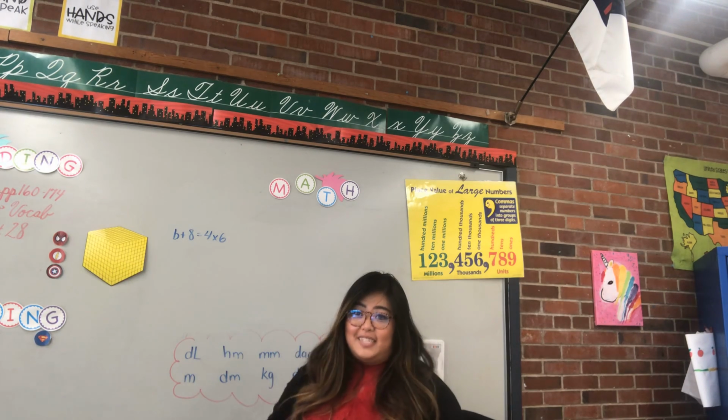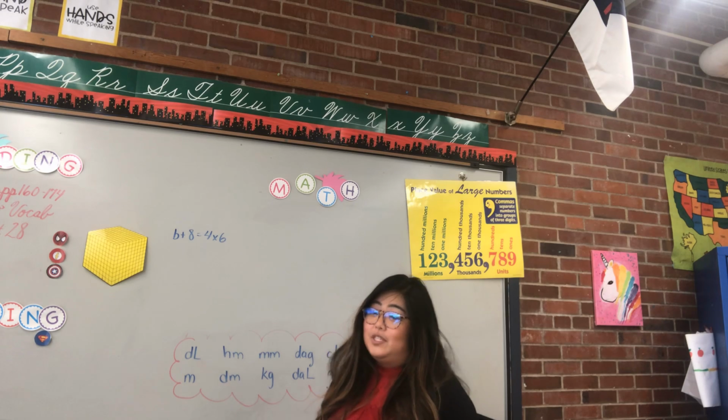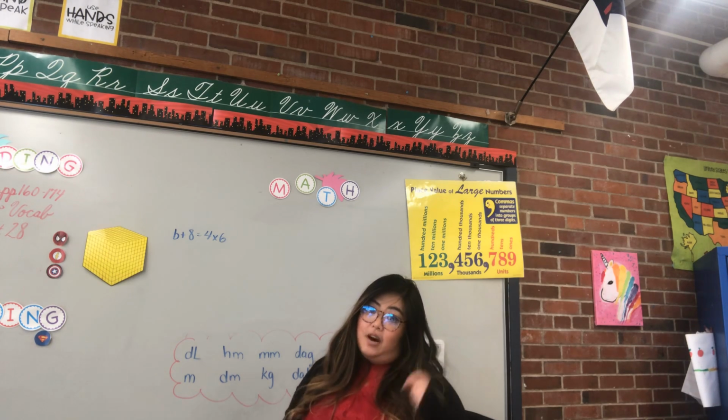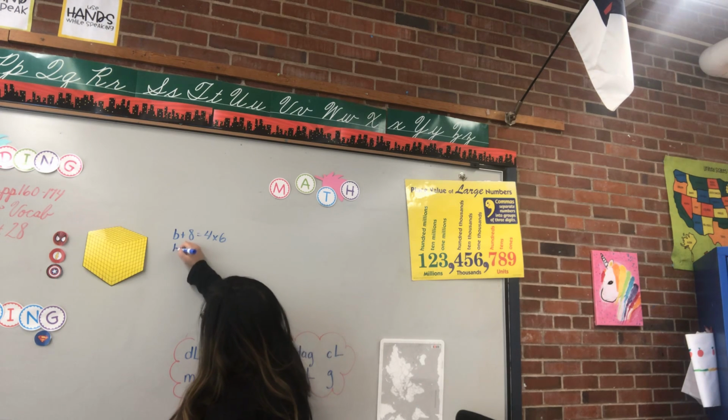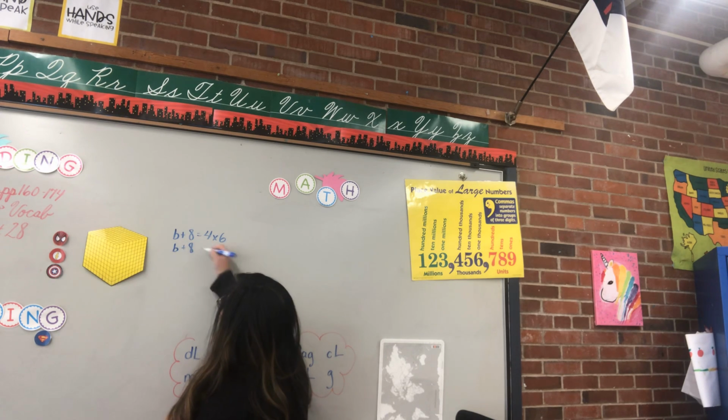Remember, we are detectives. So the first thing we have to do to solve the mystery of B is solve for what we know. And what we know is what 4 times 6 equals. B plus 8, we don't know that, equals, we do know 4 times 6. B plus 8 equals 24.